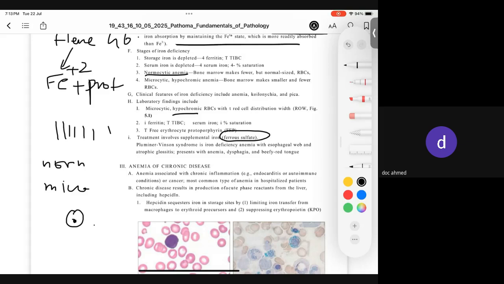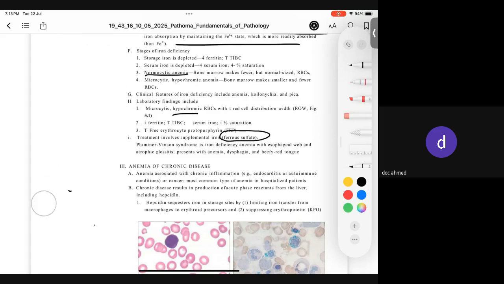So we have something called Plummer-Vinson syndrome. What is Plummer-Vinson syndrome? Do you guys have any idea of that? It consists of esophageal webs and iron deficiency. Awesome, perfect. So this syndrome basically consists of three things. Keep that in mind. Esophageal web.